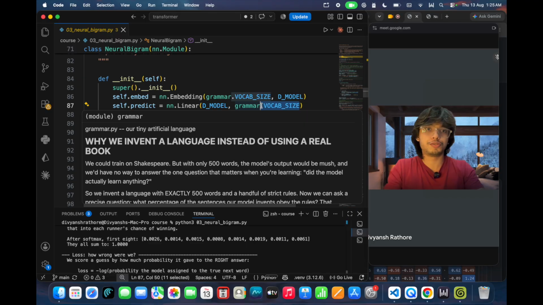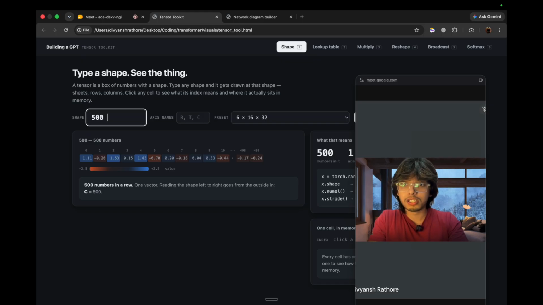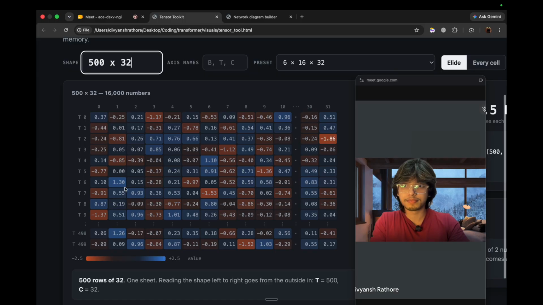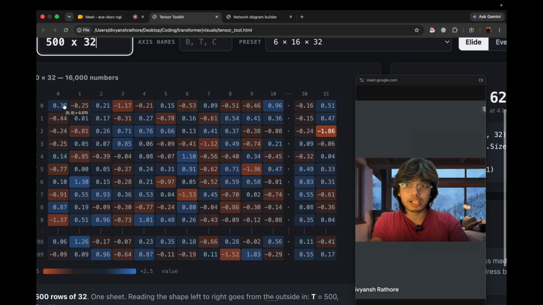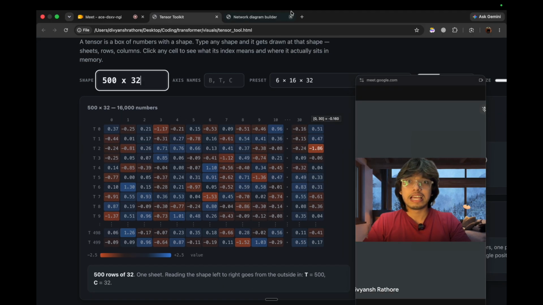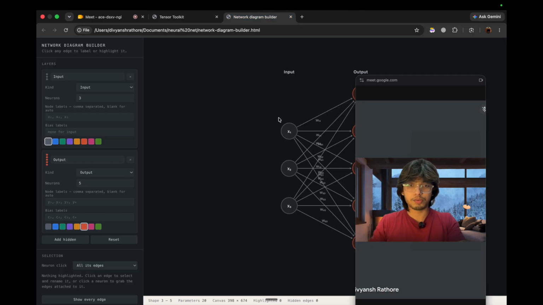Let me help you visualize it. First of all, let's imagine the embedding table, which is 500 cross 32. Here's how it looks. Each row represents a word, and each word is represented using these 32 numbers, and right now they are absolutely random. Then we'll take these 32 numbers and put them into a neural network, and this is our neural network.